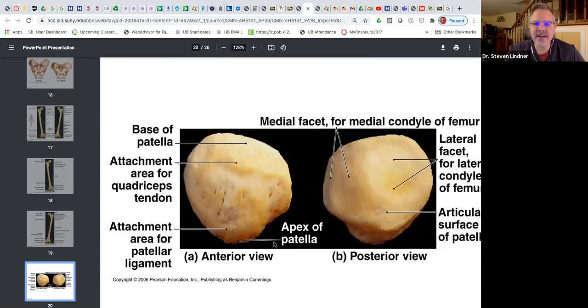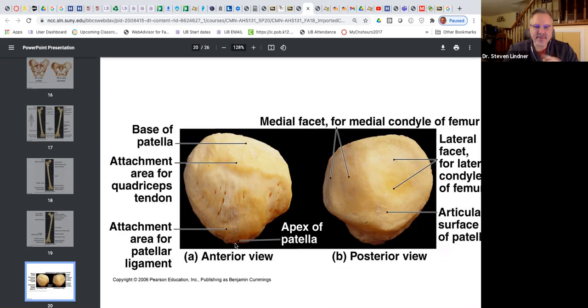And when we look at the ventral side, the posterior side is much, much smoother than the anterior side. The anterior side of the kneecap, or the patella, looks very, very rough, and that's because the quadricep muscles are going to cross over this on their way to attaching to the tibia bone. The base is the top part, and the apex is the inferior part.